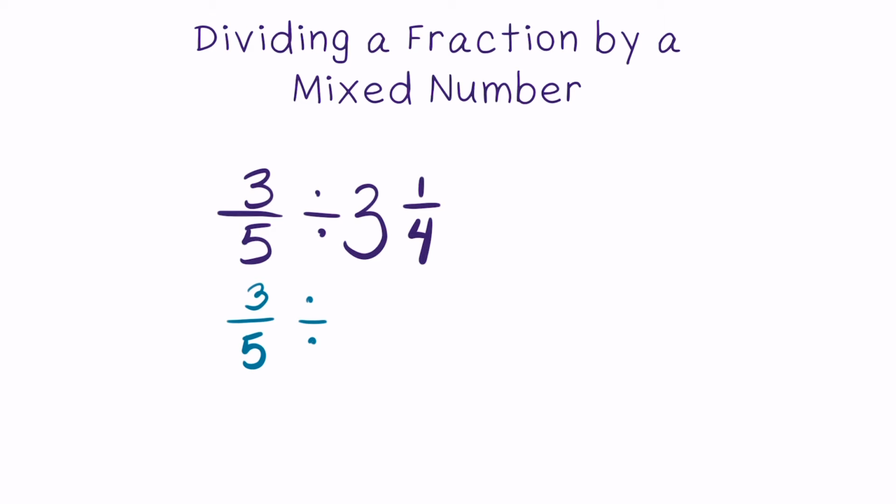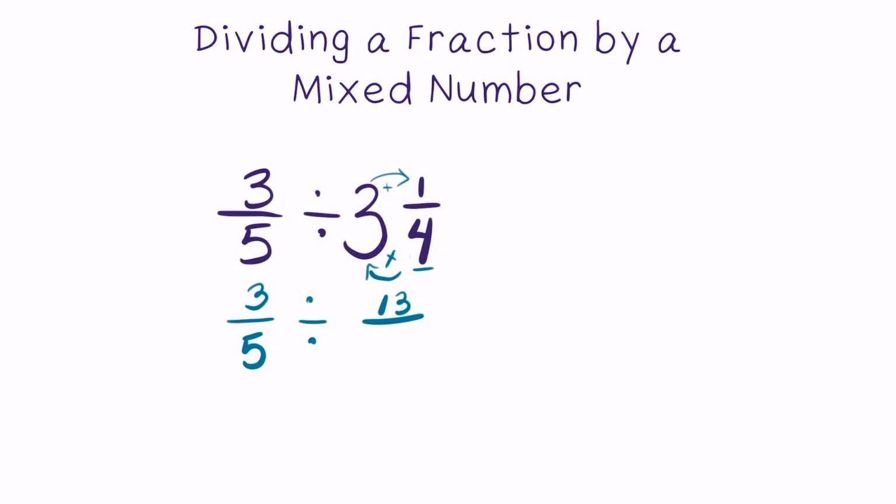So we're going to take 3 1/4 and convert it to the improper fraction form. And the way that we can do that is starting with the denominator of 4, we can multiply it by the whole number. 4 times 3 equals 12. And then we can add the numerator to that number, which is 12 plus 1 equals 13. And that becomes our new numerator.